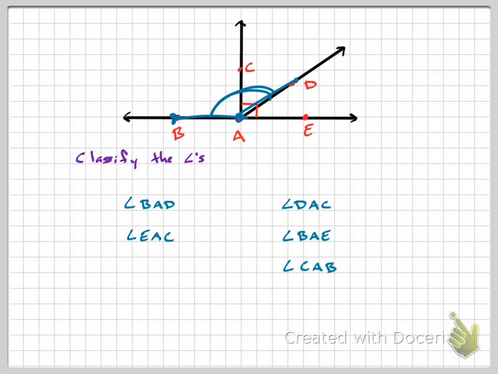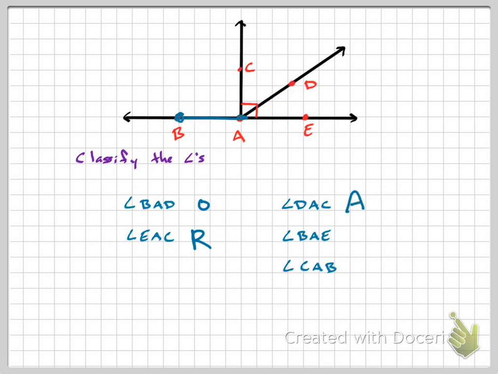All right, and so that would be an obtuse angle because it's greater than 90. Angle EAC. Start at E, go to A, go up to C. Well, I notice I have this right angle symbol, so that would be a right angle. Angle DAC. Go to D, go to A, go out to C. That's less than 90, so that's acute.